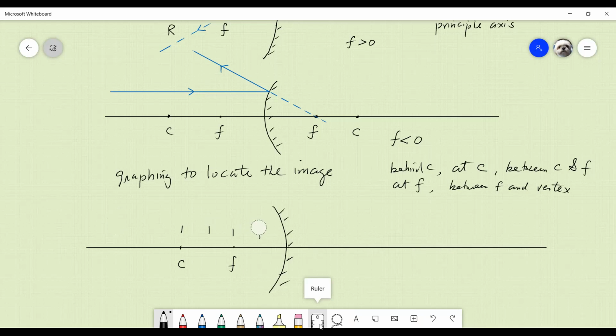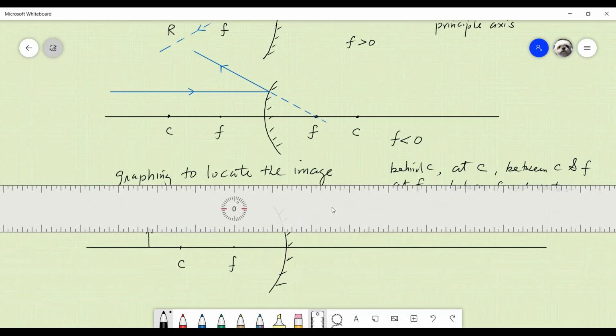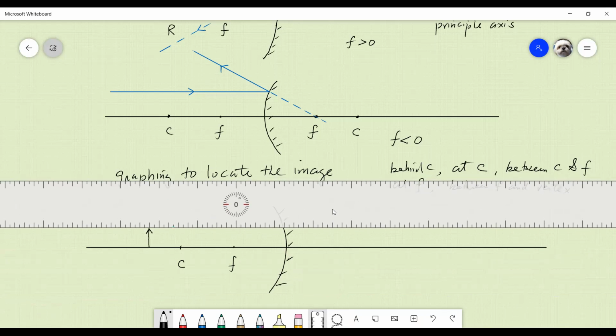Now, let me do one. There's no time to do all of them, so you should practice like what I'm doing. Let me draw it better. I'm going to put my object behind C. I want to find the location of the image.